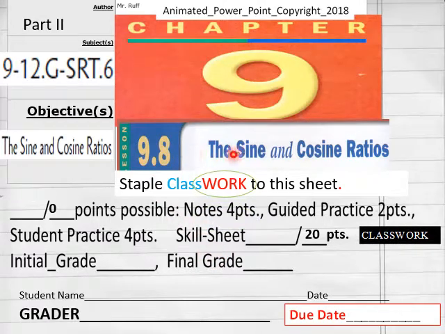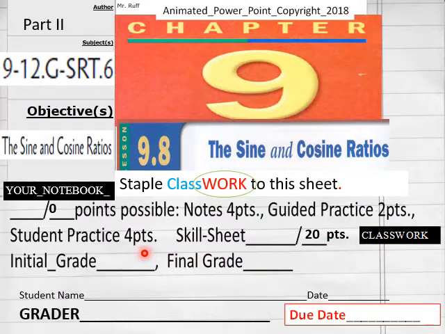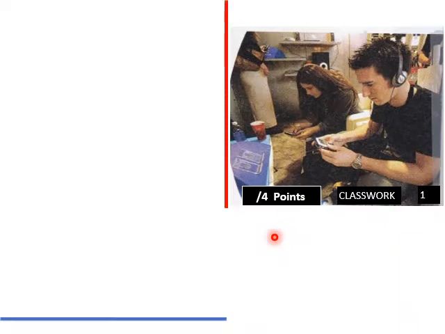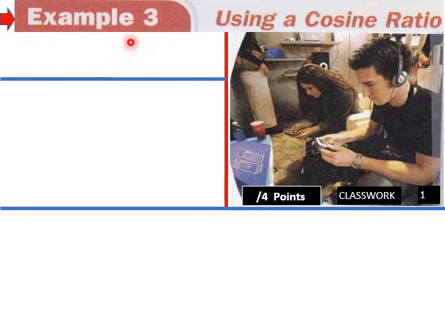And for 9.8 sine and cosine ratios part 2, you've got 20 points here on your classwork sheet, 0 points in your notebook. Students, name, date, period, put your period over here, and then due date here for onliners and homeschoolers. And let's go right into our first page here, part 2.